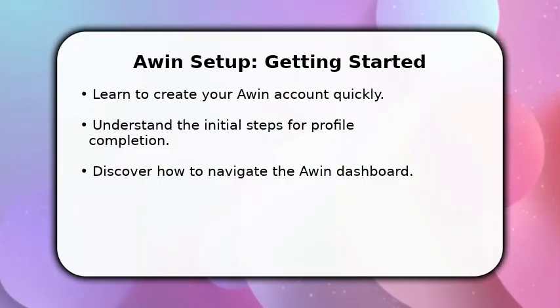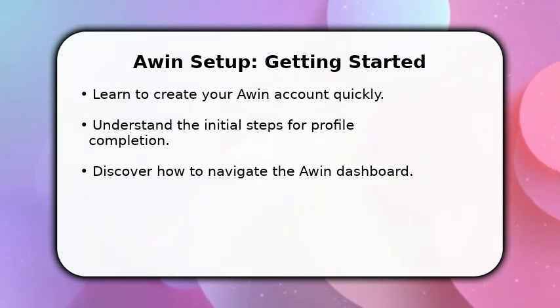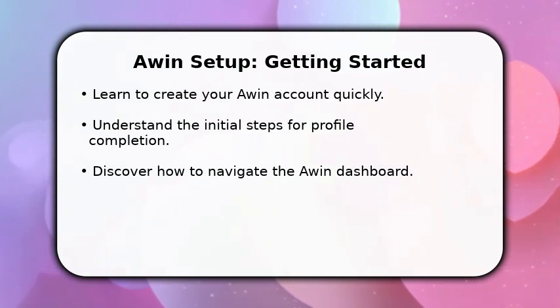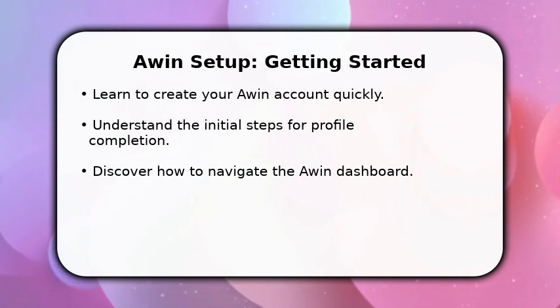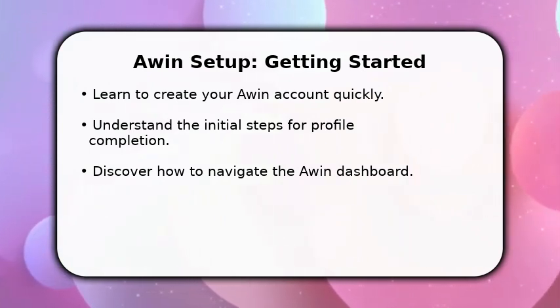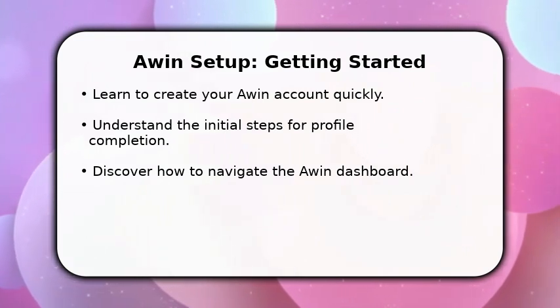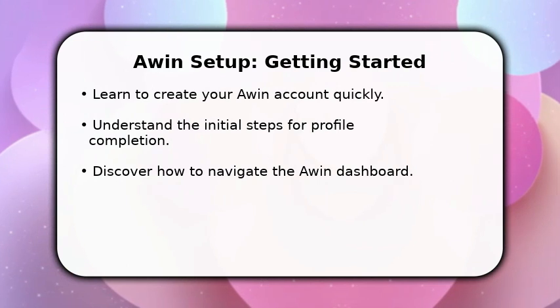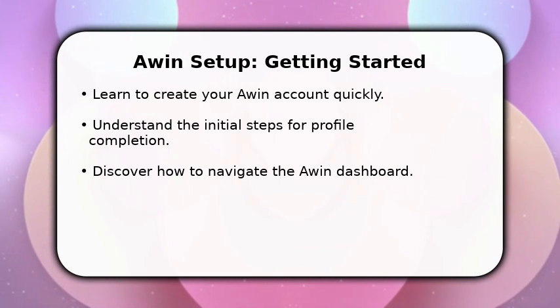In this video, I will explain how to set up AWIN. First, visit the AWIN website and click Join Us to begin your registration. You'll need to provide basic information like your name, email, and website details. Ensure all fields are accurate to avoid delays. After submitting, check your email for a verification link to activate your account. This initial setup is crucial for accessing the platform's features and starting your affiliate journey effectively.